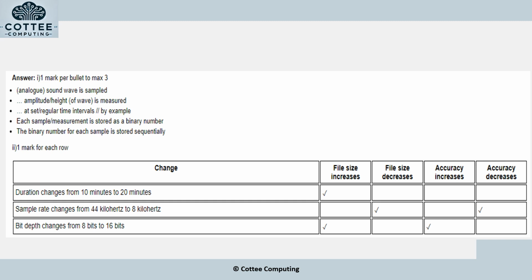Your sample rate changes from 44 kilohertz to 8 kilohertz. Well, you're going down in terms of the sample rate, so you're sampling your amplitude less often, so you're going to have fewer samples. That makes your file size smaller, but also decreases your accuracy as well. And your bit depth changes from 8 bits to 16 bits. Well, you're increasing, so you're increasing your file size and you're increasing your accuracy because it's better.